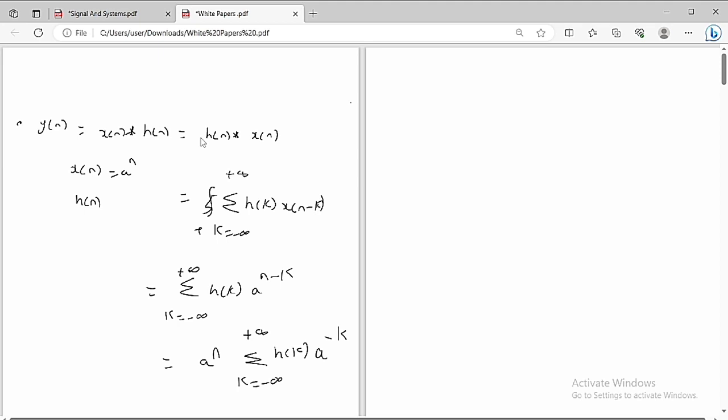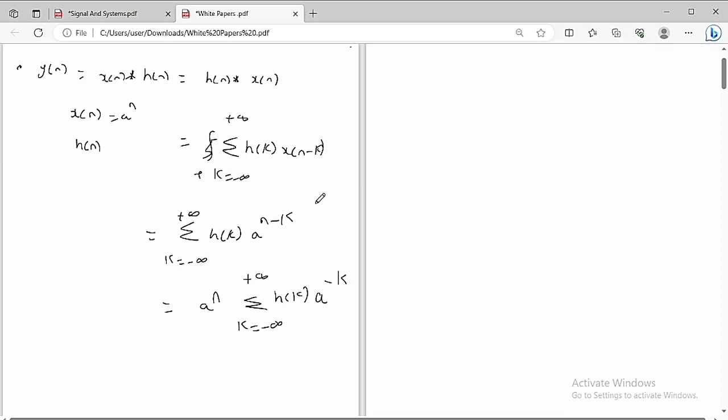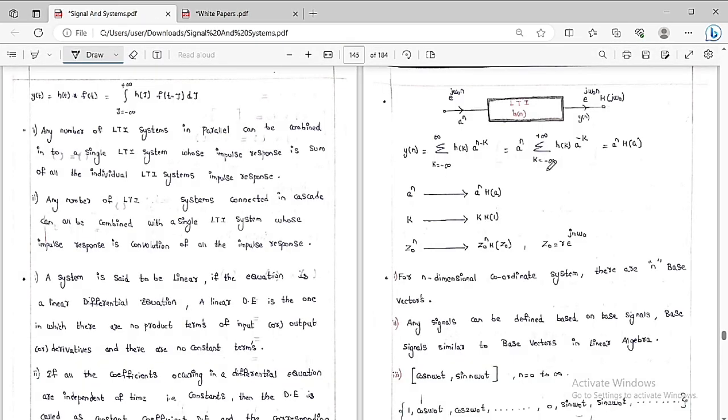This is called h of e to the power of jω, a function of e to the power of jω. Therefore we can say e to the power of jωn into h of e to the power of jω. So it's a function of e to the power of jω, and we can write it like this. You can see clearly here the same thing is written.